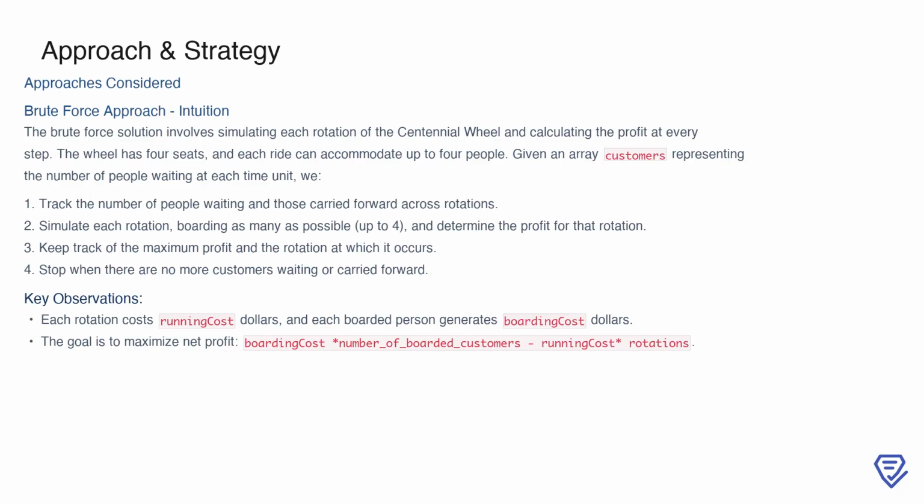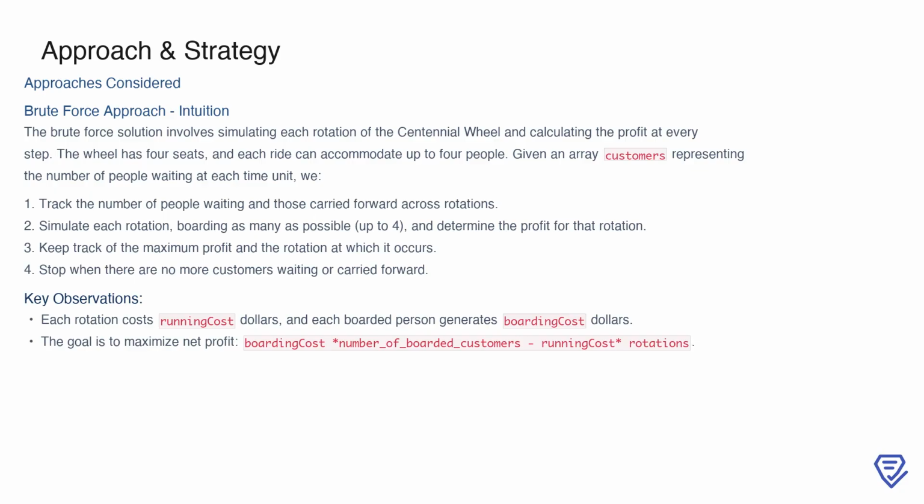The simulation continues until there are no more customers waiting or carried forward. Now, a few key observations: each rotation has a fixed cost, called running cost, and each boarded customer contributes to the profit, represented by boarding cost. The objective is to maximize the net profit, which is the total boarding profit minus the cumulative running cost.